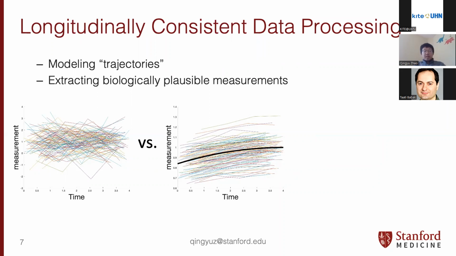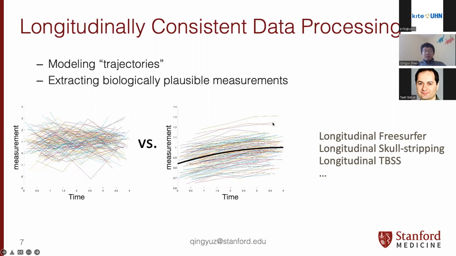And in fact, I generated these two synthetic curves using the same parametric model, and the only difference is the noise level. So you can see that the noise level can really make a huge difference when you try to interpret these data. So this is our motivation, that we want to consider dependency between the repeated measures within each subject trajectory.